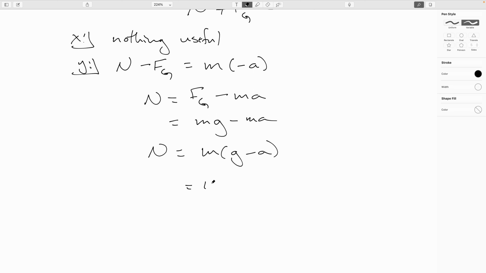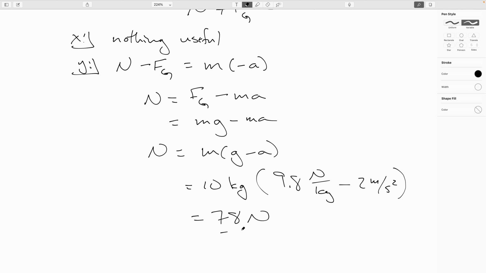So we can put that in, that's 10 kilograms times 9.8 newtons per kilogram, minus 2 meters per second squared. All right, so kilograms cancel kilograms, leave me with newtons, that's good. Kilograms times meters per second squared is the same thing as newtons, so that's good. Both terms are going to give me newtons, and when I crunch it through, I find that the scale reads 78 newtons.